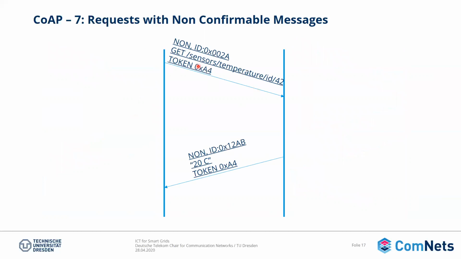Or there's also a possibility where you send a request with a non-confirmable message requesting a specific resource, so you don't get an acknowledgement right away. However, you get the information that you asked for, and again, it has the token of the original request, but a different message ID, because this is not an acknowledgement to the original request. All right, so this is all about CoAP.